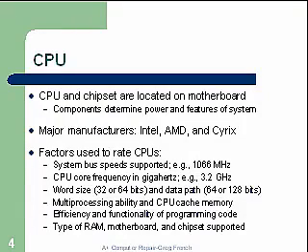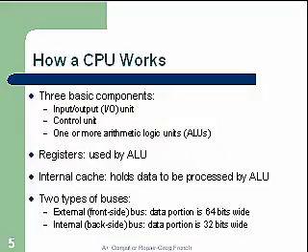Word size, 32 and 64 bits. We'll talk more about the word size and the data path size, 64 and 128 bits. Multiprocessing ability and the CPU cache memory. Some very important features: efficiency and functionality of the programming code, type of RAM, motherboard, and the chipsets supported. All very important factors.